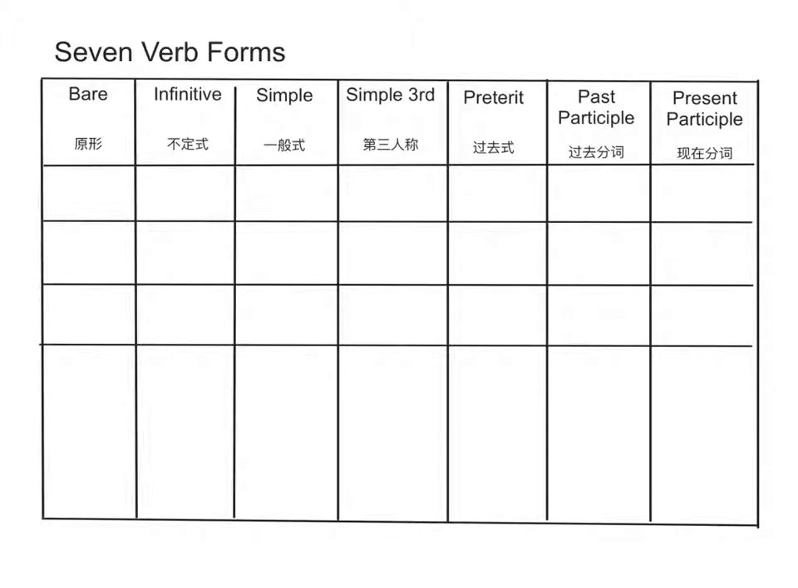So let's start with a verb we all know really well, the verb walk. The bare form of the verb walk is walk, and the bare form, that's kind of like the root form, the basic form of the verb. The form you will see if you look up the verb in a dictionary. The infinitive form of walk is to walk.